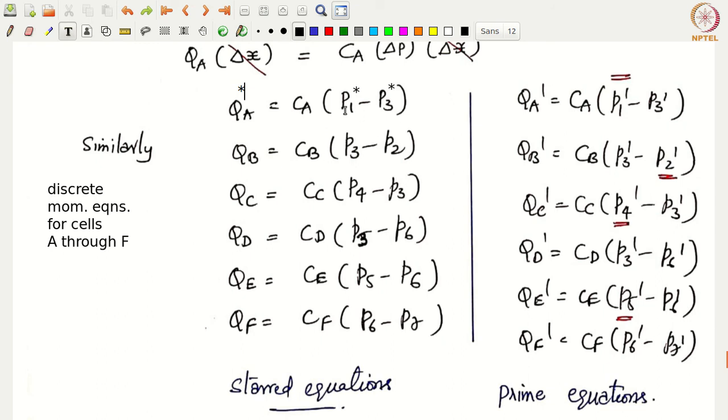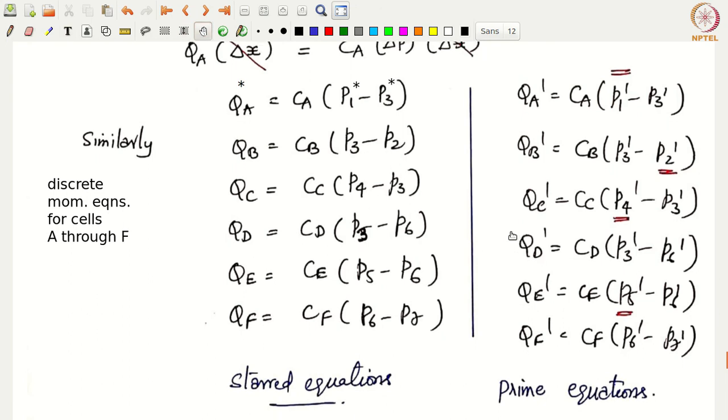It is kind of easy to see from these equations how to write them. And QB prime equals CB times P3 prime minus P2 prime. Similarly, QC prime equals CC times P4 prime minus P3 prime, and QD prime equals CD times P3 prime minus P6 prime, and QE prime equals CE times P5 prime minus P6 prime, and QF prime equals CF times P6 prime minus P7 prime.